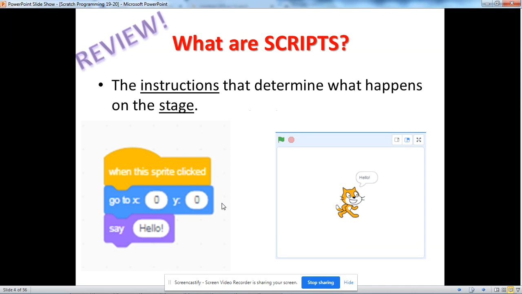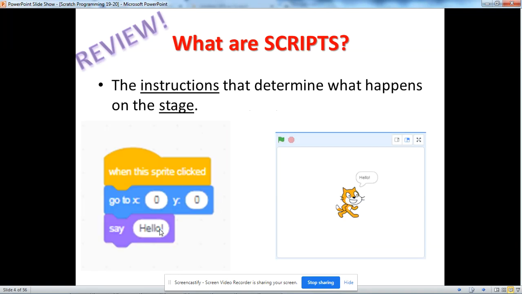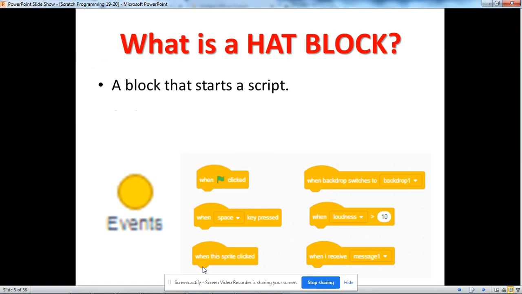We also learned a couple weeks ago about the term scripts. Scripts are the instructions that determine what happens on the stage. So when we take these blocks and we snap them together, we call those snap together blocks a script. And it's basically a chunk of code. Okay. And for a sprite, you could have 100 different scripts, all telling it to do different things at different times. But we call one of these a script. Okay. So with that being said, let's go ahead and start talking about the first shape of block that we need to understand, which is a hat block.